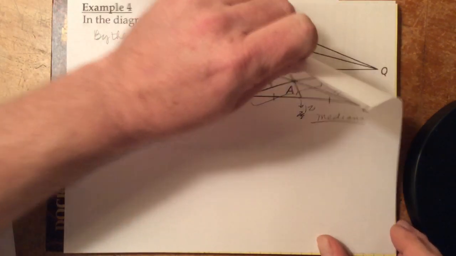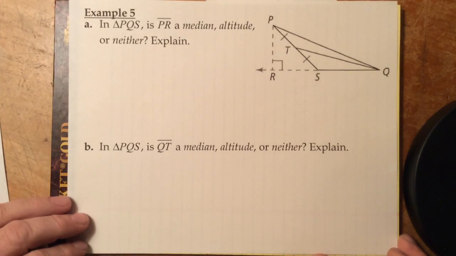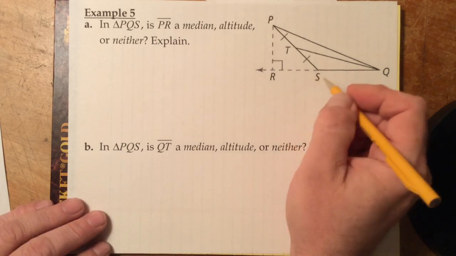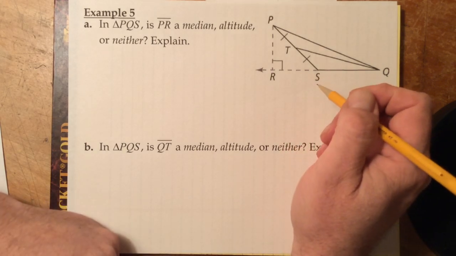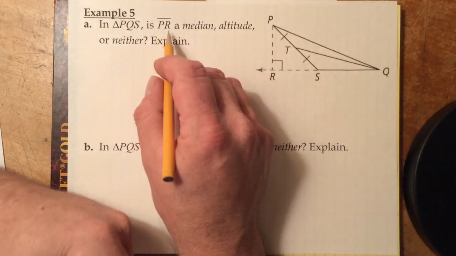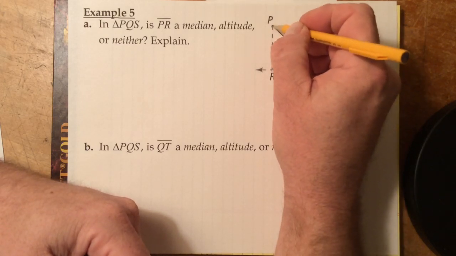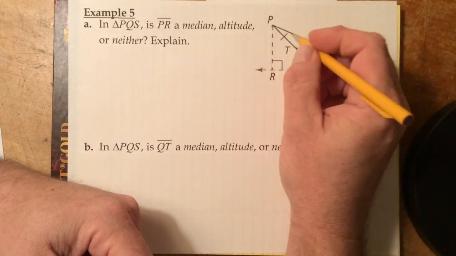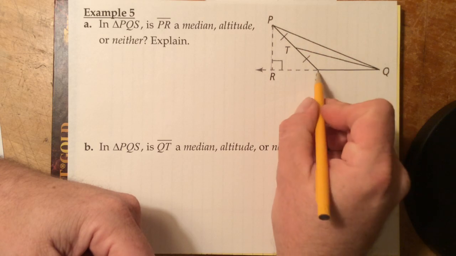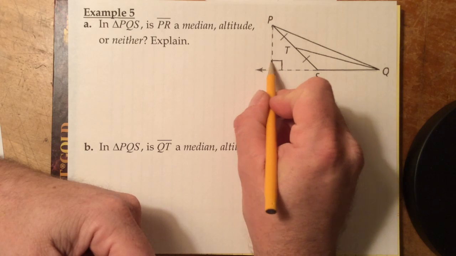Example 5. Two parts, A and B. Part A. In triangle PQS, is PR a median, altitude, or neither? So we get a choice here. Locate PR. PR is right here. Notice that PR starts at a vertex of the triangle, and it goes across, opposite to a line containing the opposite side, perpendicular to it.